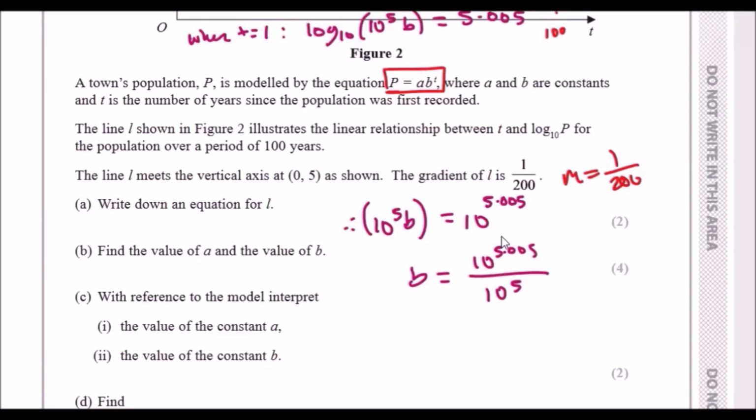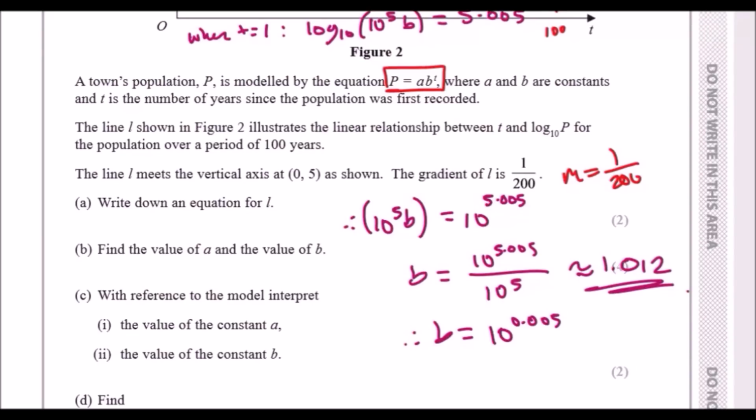Now this one, I'm not sure they want it in exact form because they don't specify, but I got about 1.012. So three decimal places. You could also just subtract the powers if you want. You could say b equals 10 to the power of 0.005, since 5.005 minus 5 is 0.005. But that looks kind of ugly, so I'll stick with 1.012.